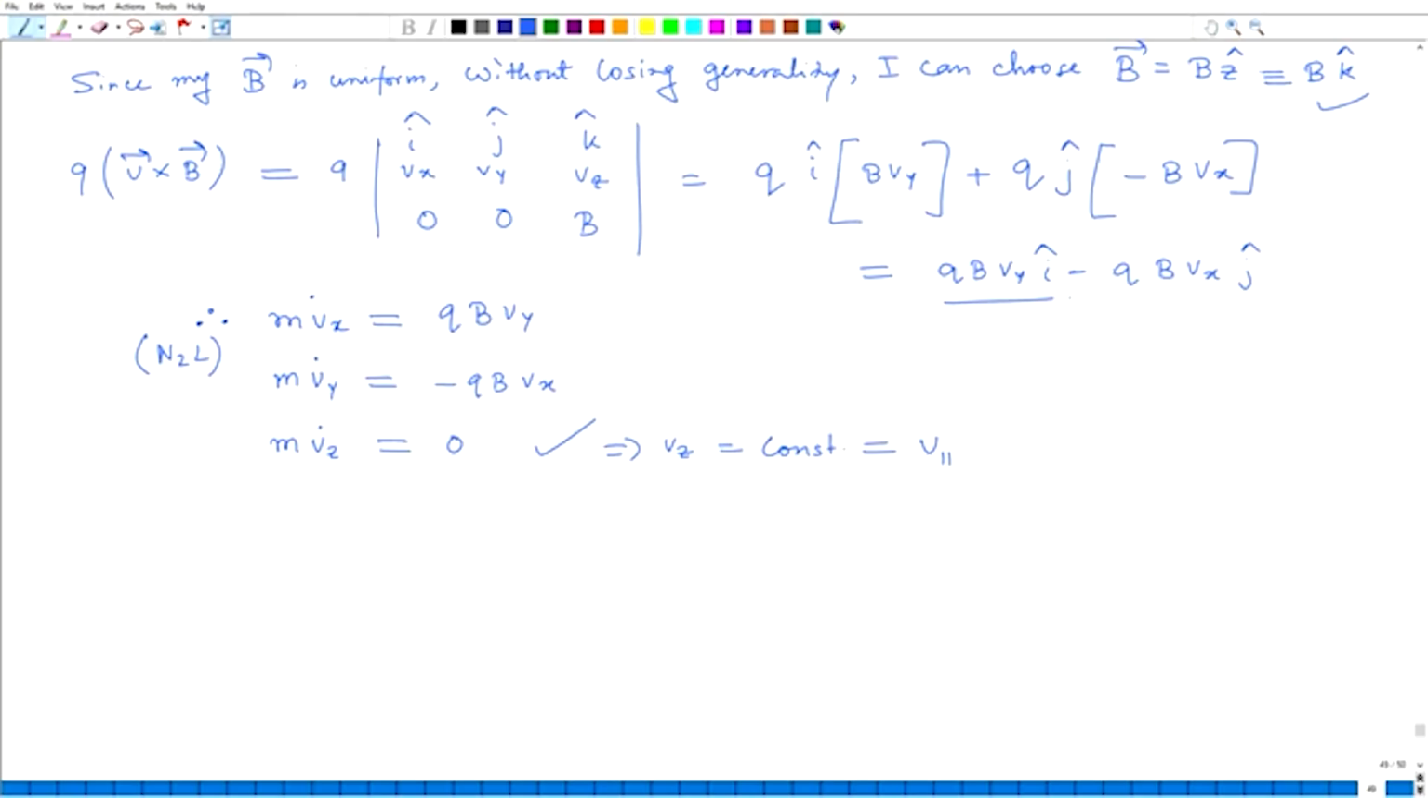So what to do with these things? You see, these two equations are coupled, so you may wonder how to solve them. Vx dot is equal to Vy and Vy dot is equal to minus Vx, with some other constants of course. But how to solve them? Then your knowledge of the simple harmonic oscillator would be super helpful. I take another time derivative of this equation, which will be m Vx double dot equal to q B Vy dot. Now what is Vy dot from this equation? q B Vy dot is nothing but minus q B by m Vx.